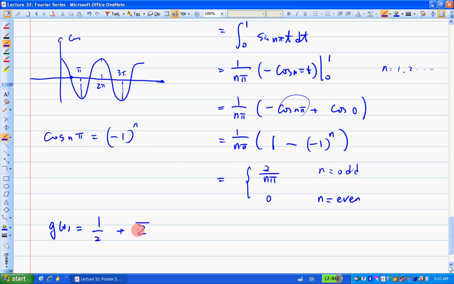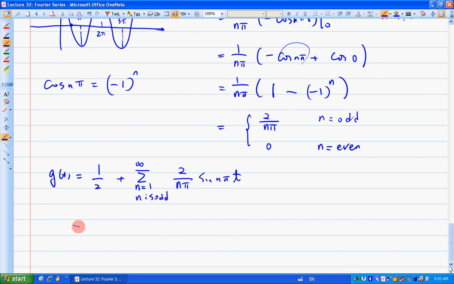Means odd number. So in this sum, you can see n starts from 1 and n is odd, going toward infinity, and then here's 2 over n pi, multiplied by sine n pi t, right? So that's how you approximate this g of t.